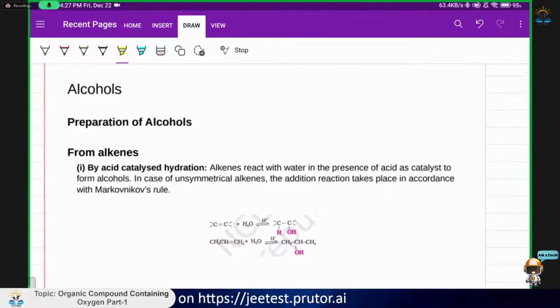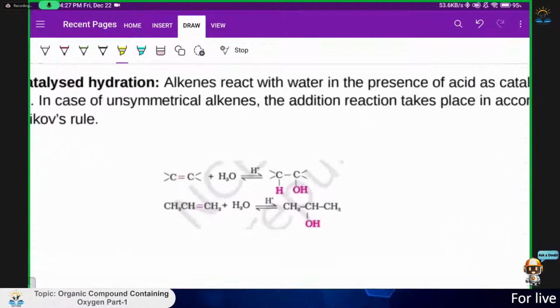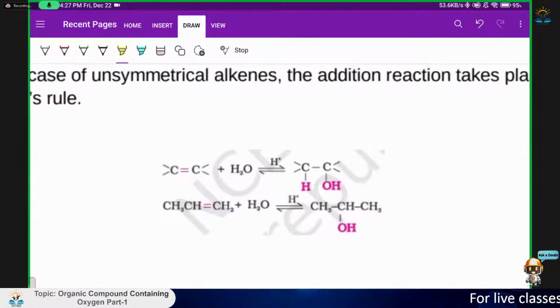Now alcohols, we'll see the preparation of alcohols. From alkenes by acid catalyzed hydration: alkenes react with water in the presence of acid as catalyst to form alcohol. So they react with water in the presence of an acid, the double bond is broken and an OH group is introduced.